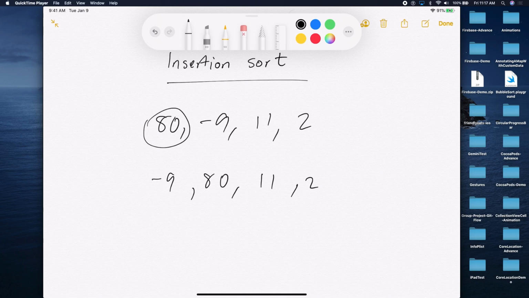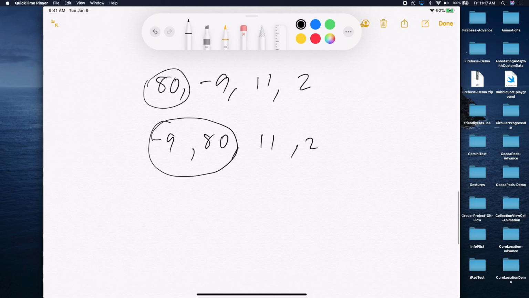Okay. So at this point, this is sorted, correct? The left side is sorted. Next, we look at 11. Is 11 less than 80? Yes. So we take 11, and again, imagine you have a deck of cards in your hand.